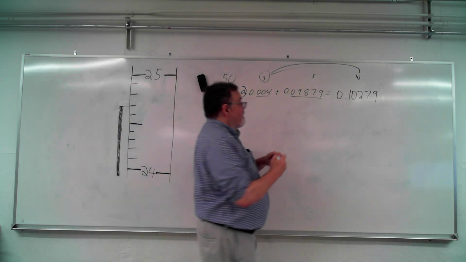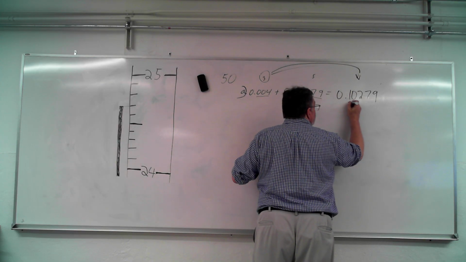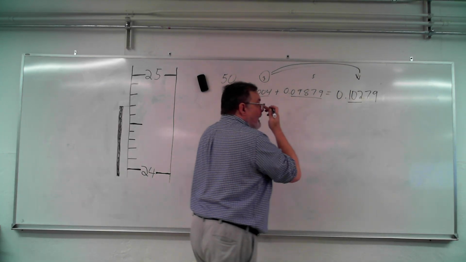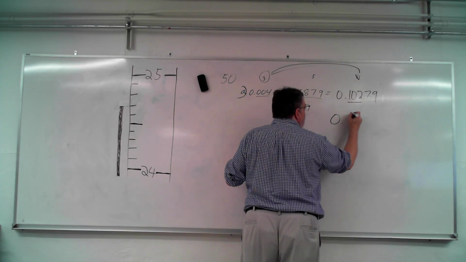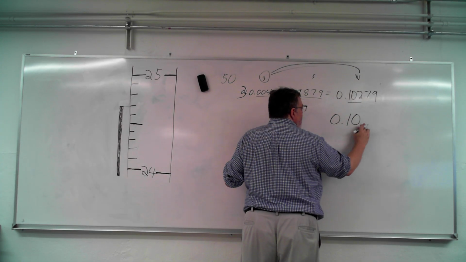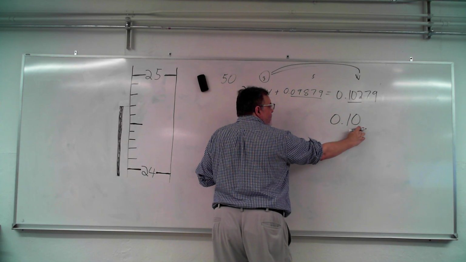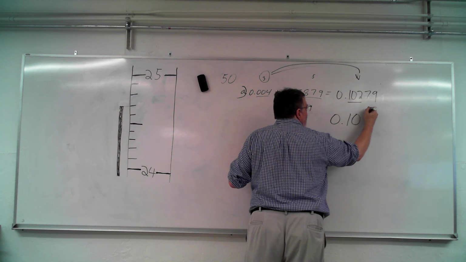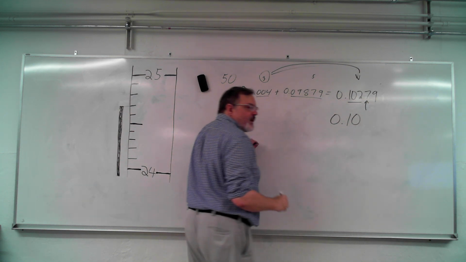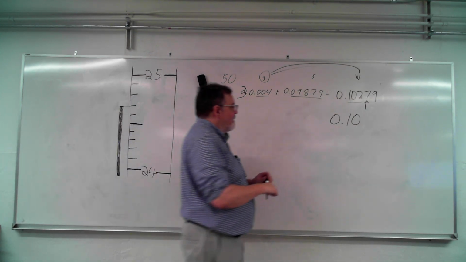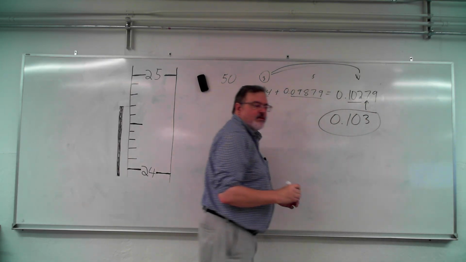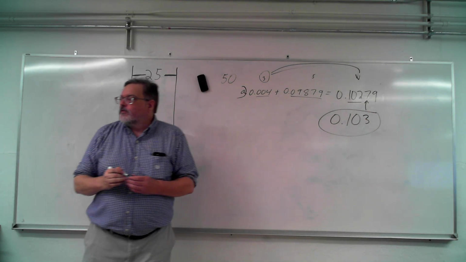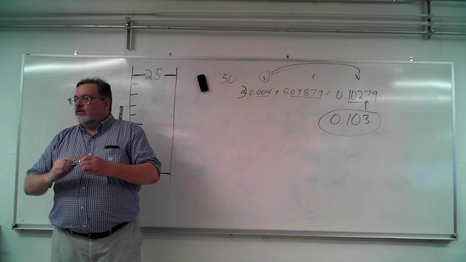I know that I need to keep the first 3 after the decimal, so that's what I'm rounding to. So my final answer is, and what goes here? 3. It's a 3. I look at that next digit out, and it's a 7, so I do round this one up. And that's the correct answer. Addition, subtraction.